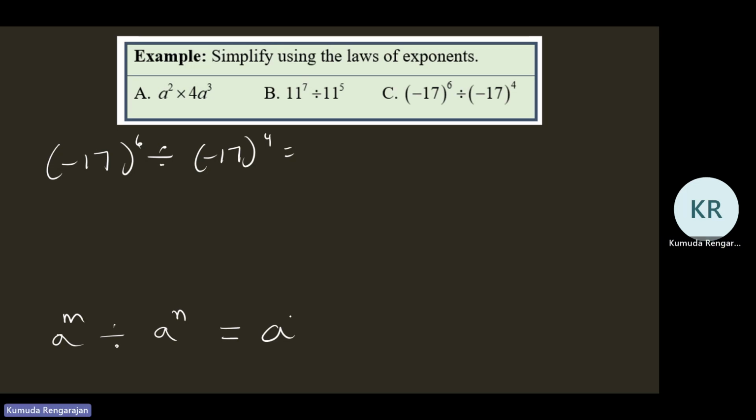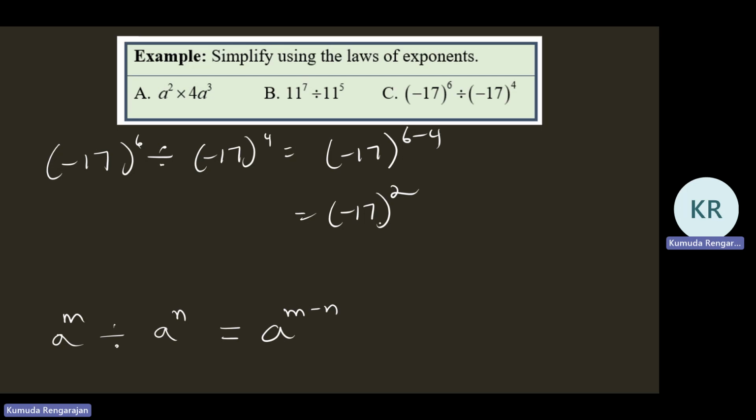A to the power M minus N. Very good. So what will be the answer here? Minus 17 to the power of 2, yes, 6 minus 4. Very good. Minus 17 raised to the power 2. And it's easy to find this value.